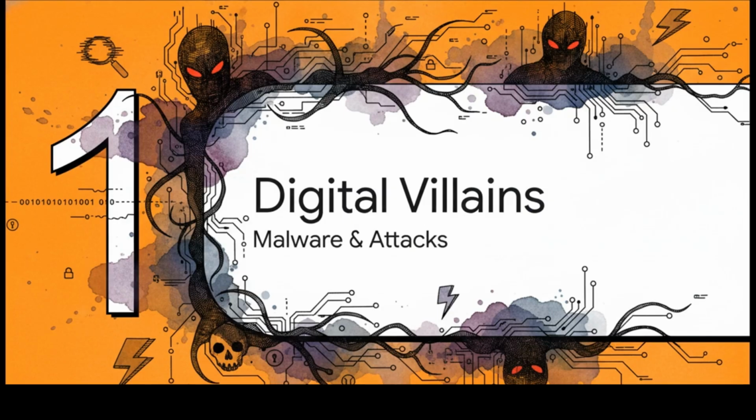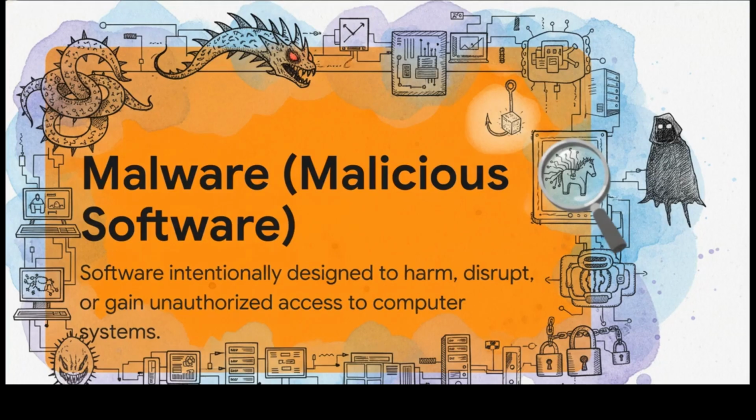Okay, so before we can build a fortress, you've got to know your enemy, right? So this first part is all about meeting the digital villains of our story, the malware, the different types of attacks, basically all the weapons they use to try and break through our defenses. Now, the most common weapon out there is something called malware. You can just think of it as a big umbrella term for any piece of software that was specifically designed to cause trouble, to harm your computer, mess up a network, or steal your data. It's really the starting point for most cyber attacks.